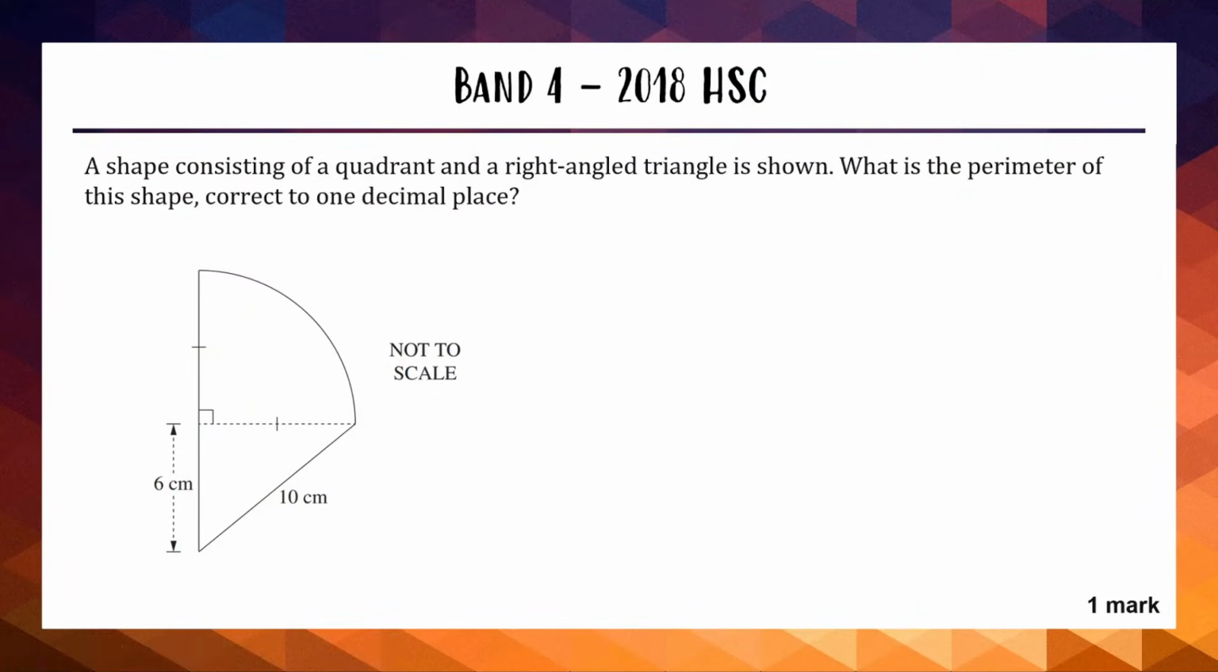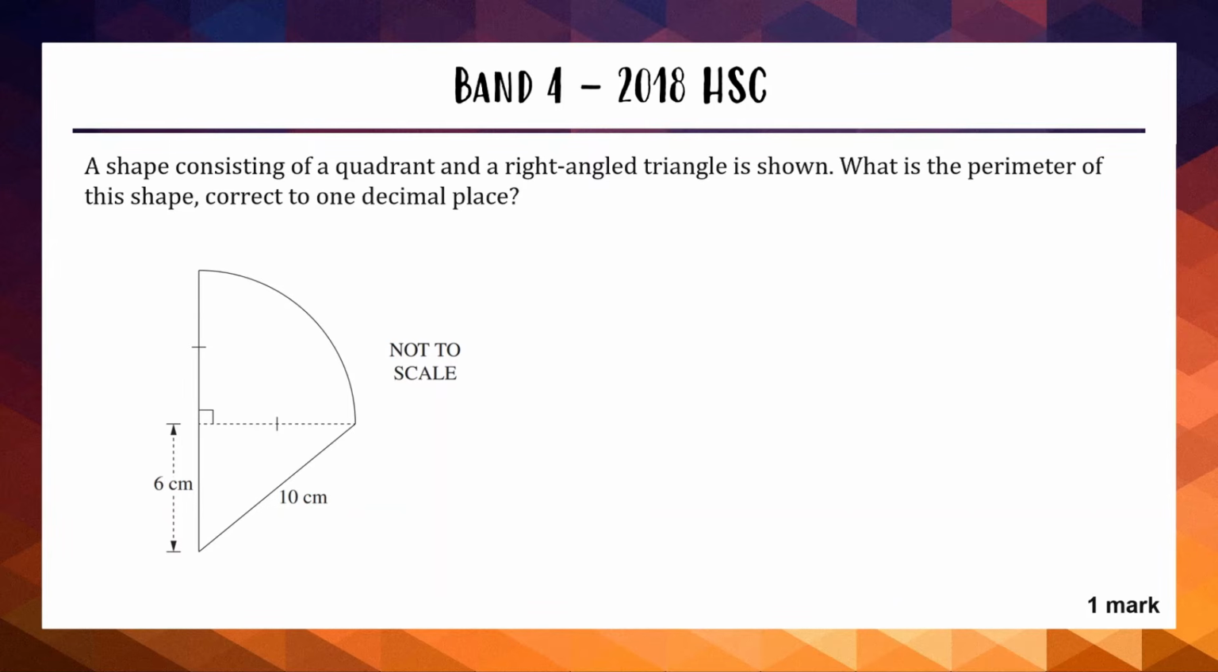This one is from the 2018 HSC paper. It's a 1 mark question because it was a multiple choice question, but I've cut off the answers to make it a bit more interesting. We've got a shape consisting of a quadrant, which is a quarter of a circle, and a right angled triangle as shown below. What is the perimeter of the shape? Correct to 1 decimal place. Pause and have a go if you're in the mood for it.